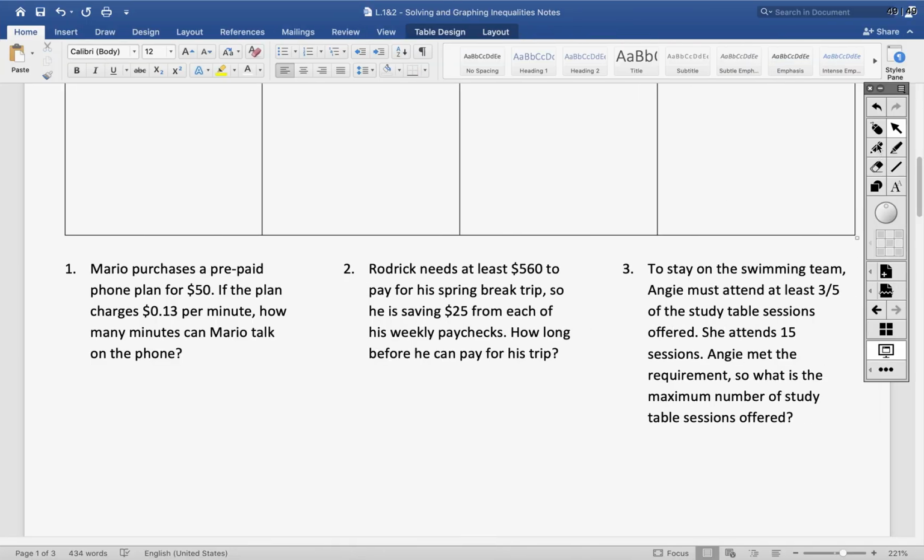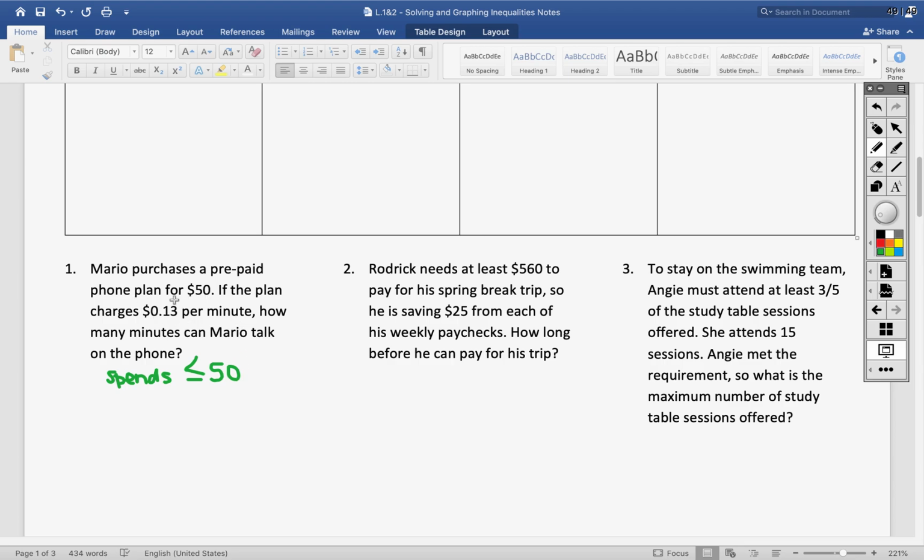When I think about this, I need to think, all right, prepaid phone plan. So it's like a prepaid phone card. It has $50. Can he spend exactly $50? Yes. So whatever he spends can be equal to 50, but all of what he spends also has to be less than 50. So whatever it is that he spends has to be less than or equal to $50.